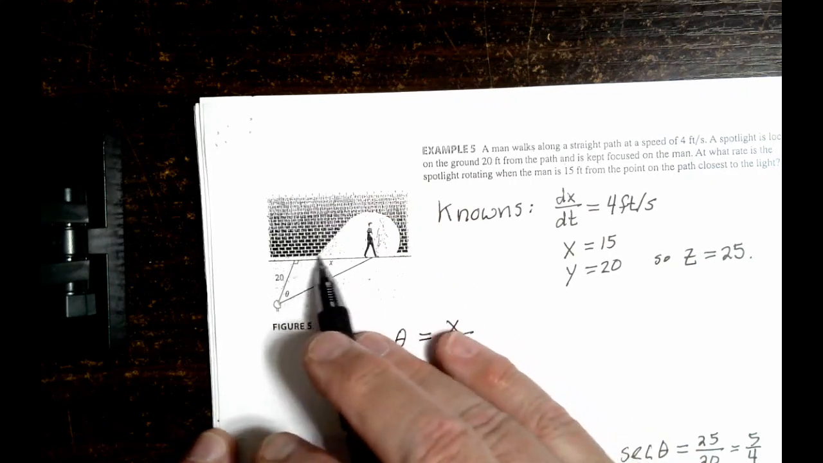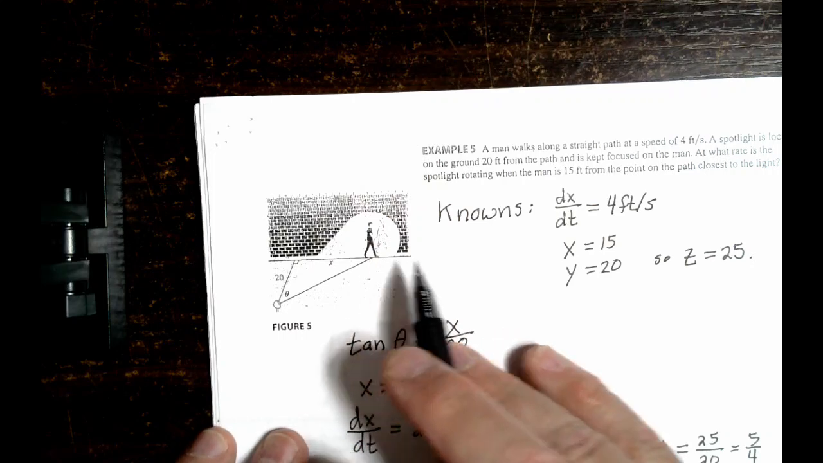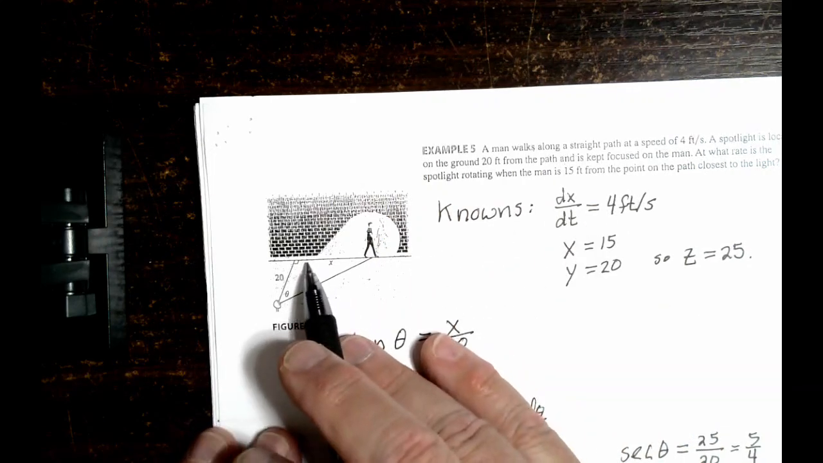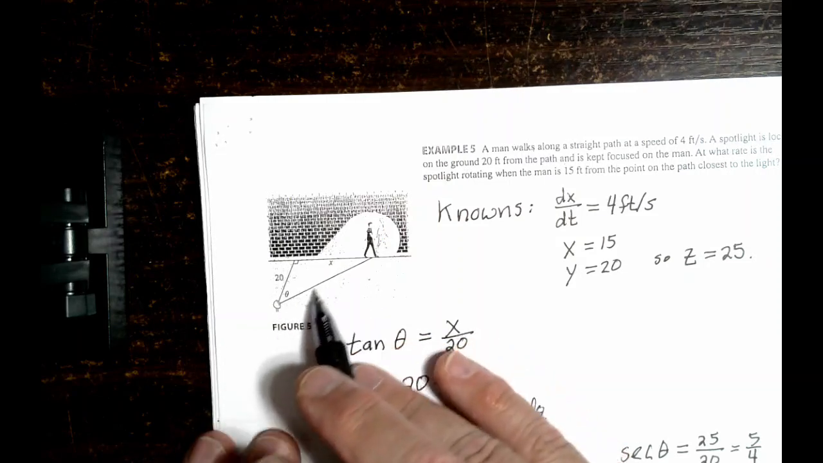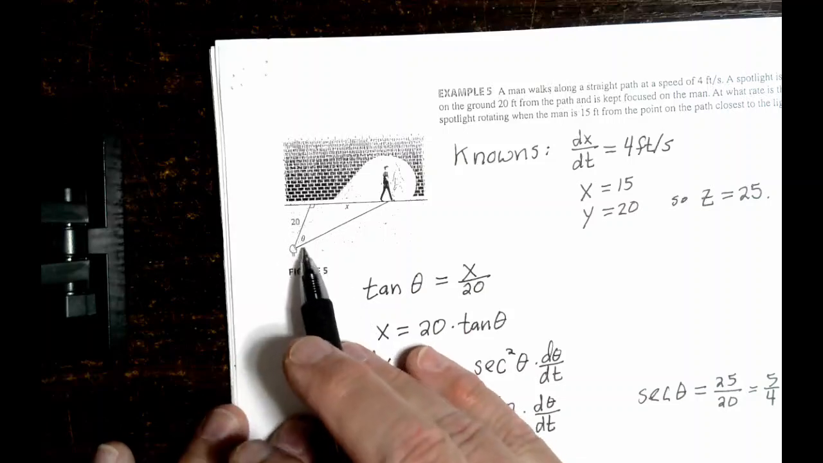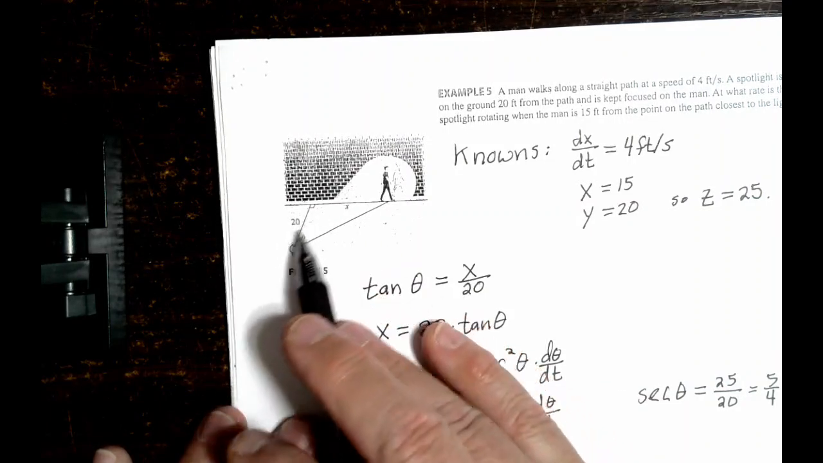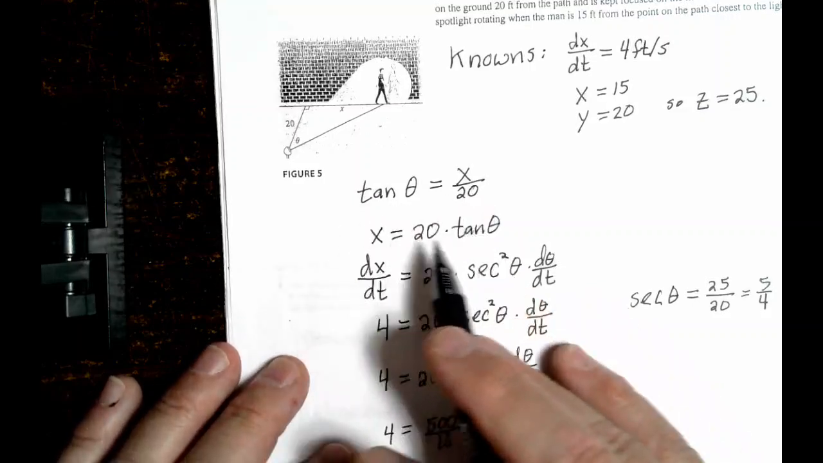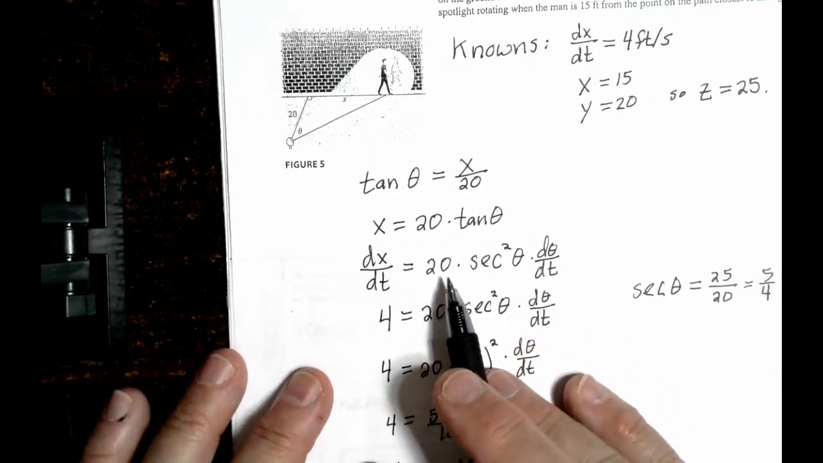Well, we know that the rate at which the person is walking is the rate of change of x, or x prime, and that's 4. We know x is 15, we know y is 20, so we can figure out this third leg is 25 by Pythagoras. Now we can say tangent theta equals x over 20. Multiply both sides by 20 and you get x equals 20 tangent theta.